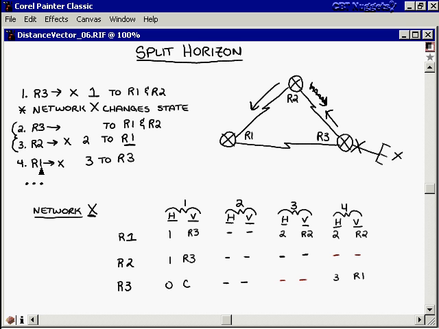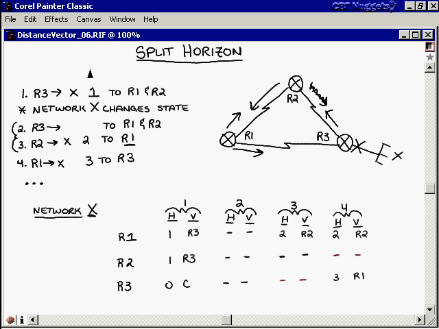Let's move on to step 4. R1 now has to send an update out. It believes that it's 2 hops away through R2 to get to network X, so it's going to send it out. Again, the split horizon rule: it's not going to send it out this interface because it learned it from R2. It's only going to send it here. So it keeps its entry that it had before, and now we have R3 believing that R1 is 3 hops away. So this is part of our solution, split horizon. It helps, but as you can see, it doesn't solve the problem. I still have routing loops going on. They're going to go on indefinitely.